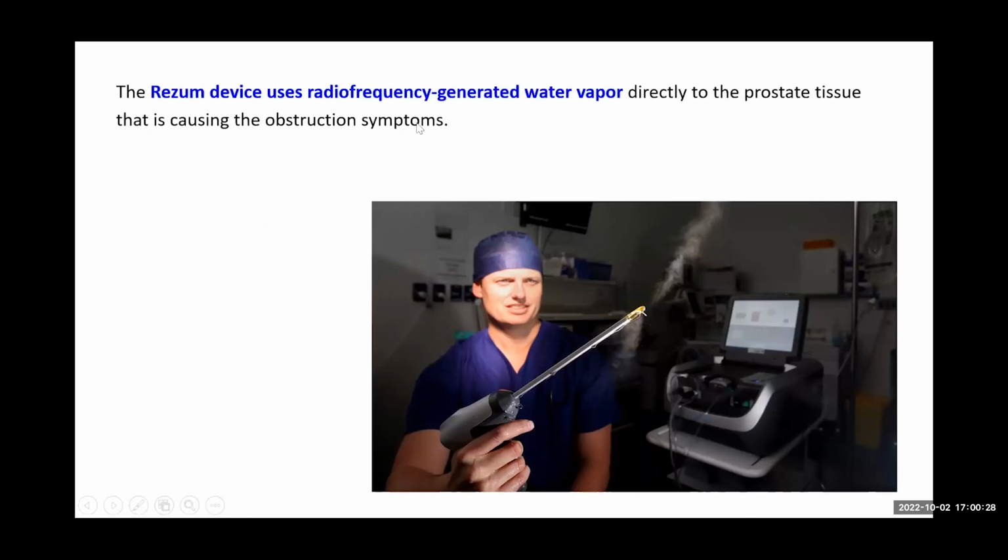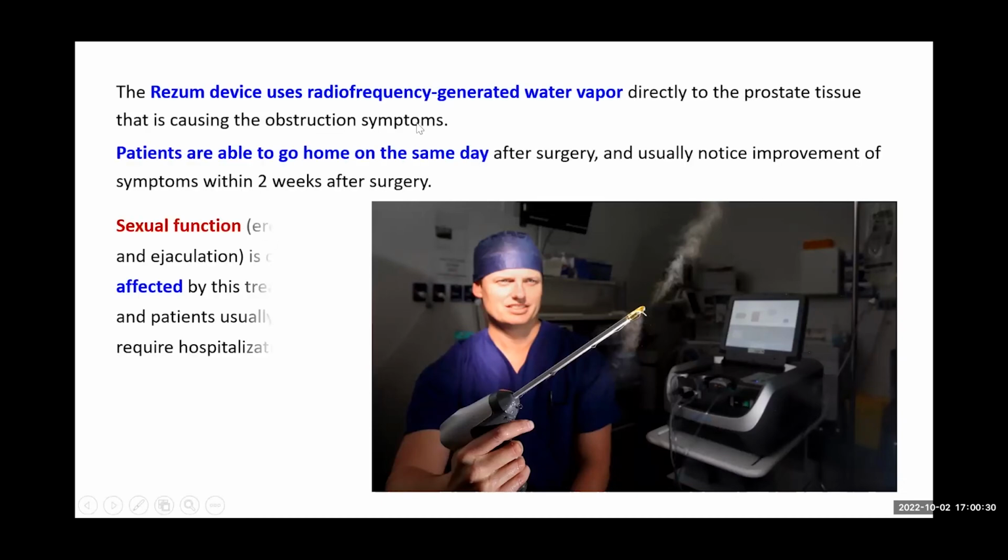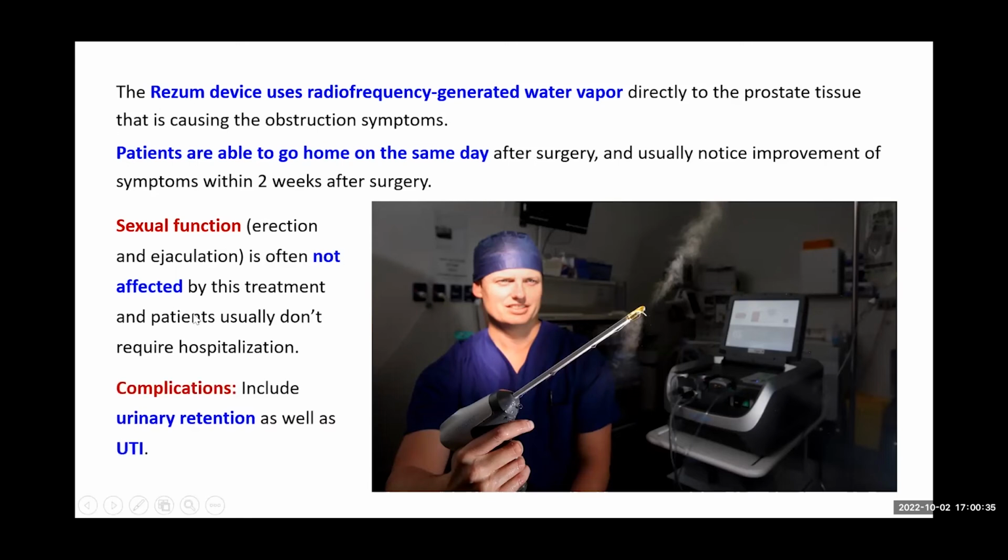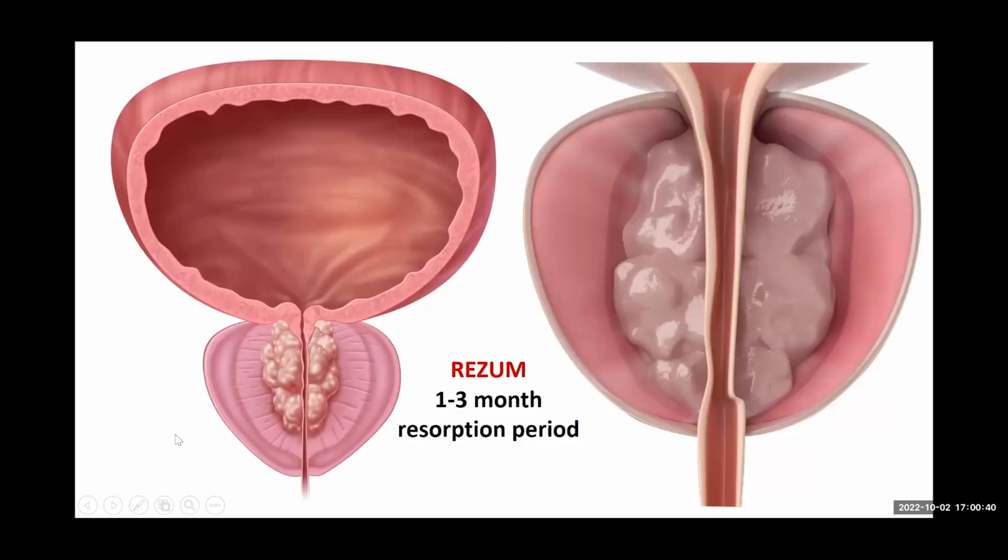It uses radio frequency generated water vapors. Whatever this technique is, sexual function is not affected by it, and complications include urinary retention as well as UTI. And this is the result of Rezum. This is the compressed urethra and bladder neck, or bladder outlet obstruction. Over here you can see, and after treatment you see that the urethra has opened up quite a bit, and the obstructive symptoms are most probably relieved.